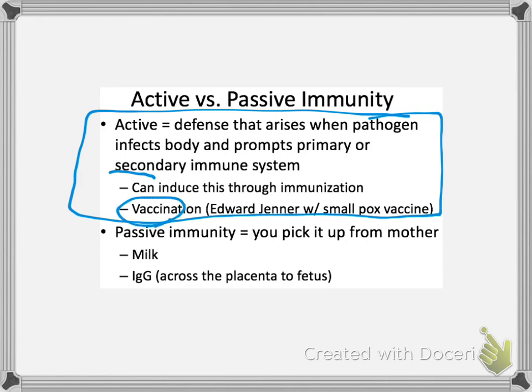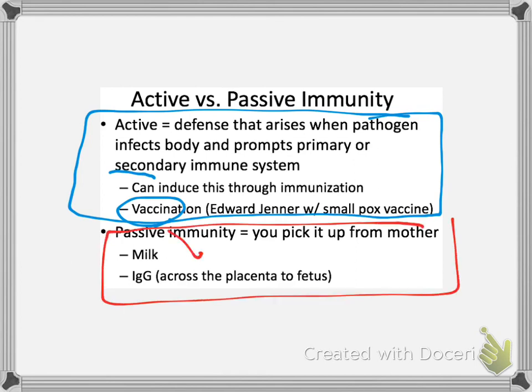Okay, so that's active. And then there's also passive, and the way you're getting that is through your mother. You can get it through mother's milk, through breastfeeding, because antibodies can travel through breast milk, and then you also get some antibodies across the placenta. So I hope that's helpful, and that is the secondary immune response.